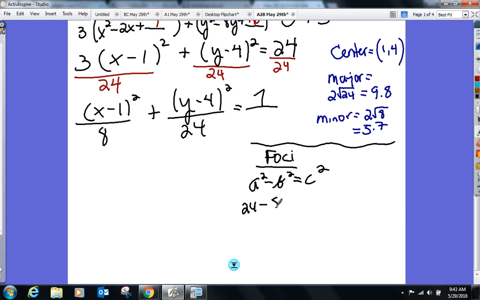24 minus 8. They're already squared. Don't square them. And what's that, 16? So C equals 4.